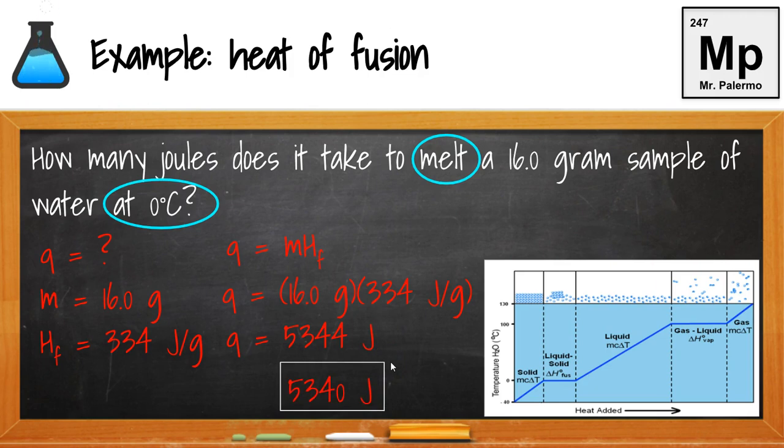What does that mean? It takes 5,340 joules of heat energy to take 16 grams of my substance and melt it. So in this case, 16 grams of ice, frozen water, and turn it to liquid.